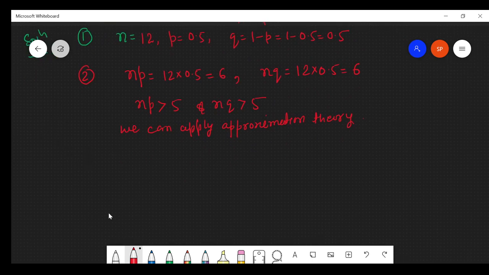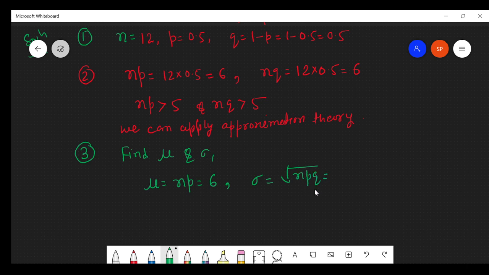So now we move to the third step. What is the third step? Find mu and sigma. So here mu is equal to np, so we directly write the value: mu is equal to 6, and sigma is equal to the square root of npq. Therefore, npq is 6 into 0.5, which gives root 3.